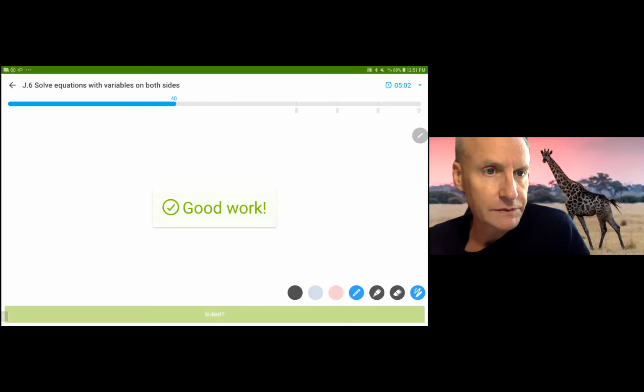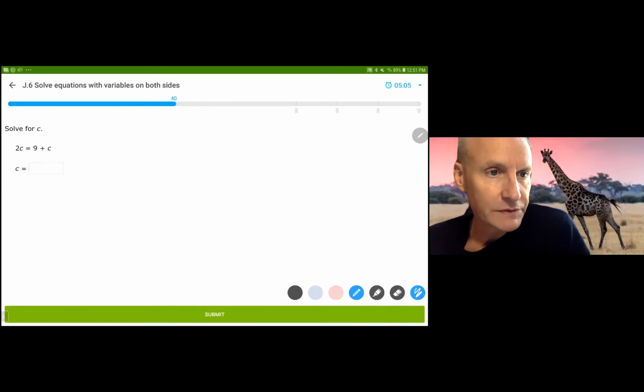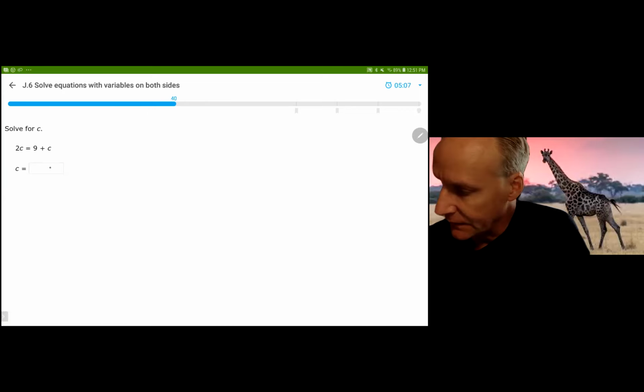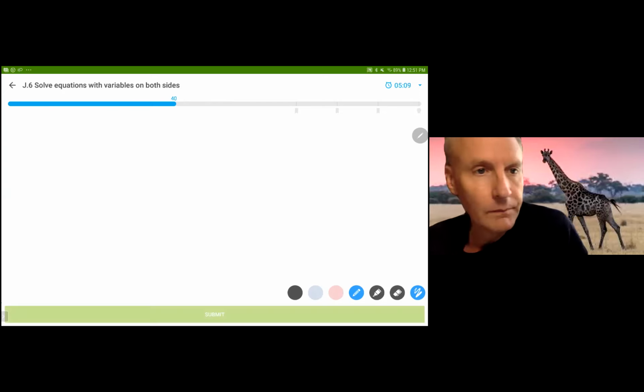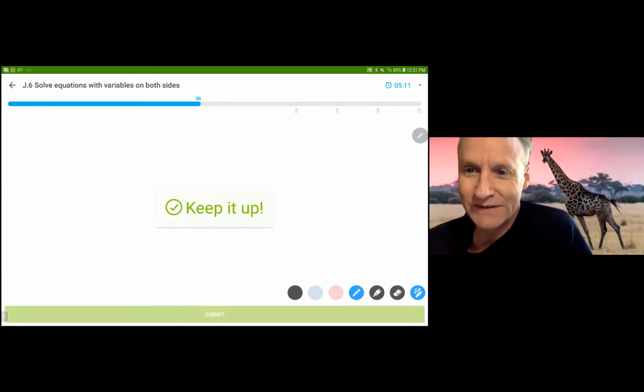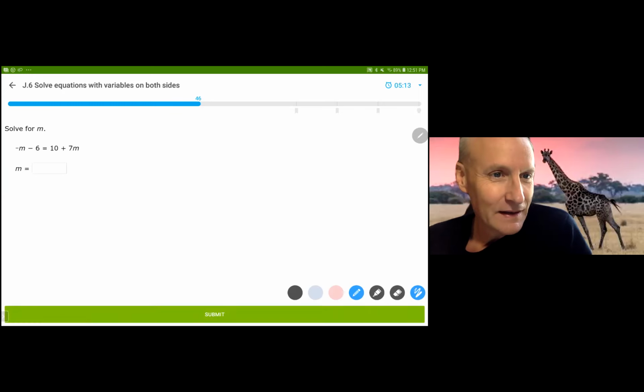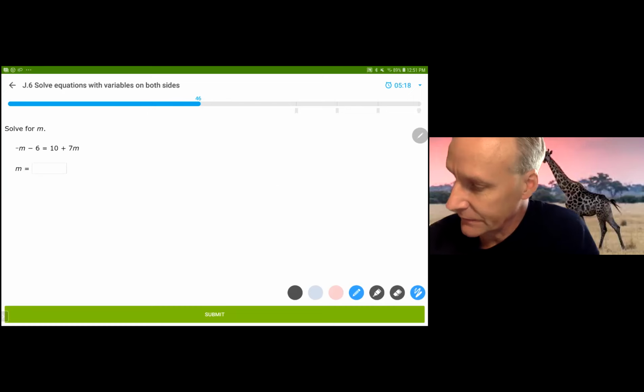Let's see if I get any other ones that look more interesting. We subtract c from both sides and get c equals 9. I want to give us some easy ones to make sure I got it. This time we've got a couple of choices here. Let's take a look.